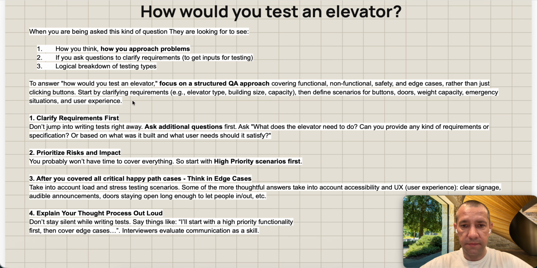So basically, they want to see how you behave when you have limited entry input information, initial information. So once again, clarify requirements first. Don't jump into writing tests right away. Ask additional questions first. For example, what does the elevator need to do? Can you provide any kind of requirements or specification? Or based on what was it built and what user needs should it satisfy? So to understand what should it do and what to test, right?